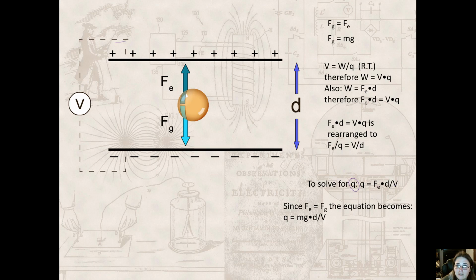divided by voltage. This equation is not in the reference table. You do need to know this. This is something you need to know. Since the electric force and the gravitational force are equal, the equation then becomes Q is equal to mg times d divided by the potential difference.